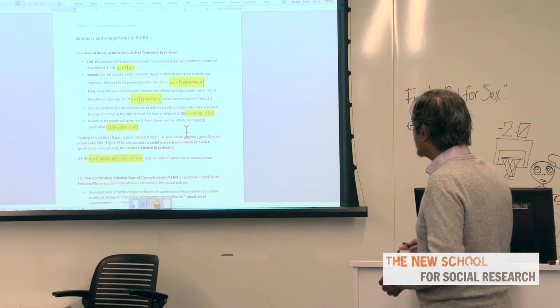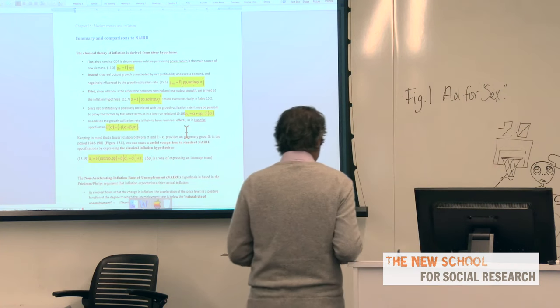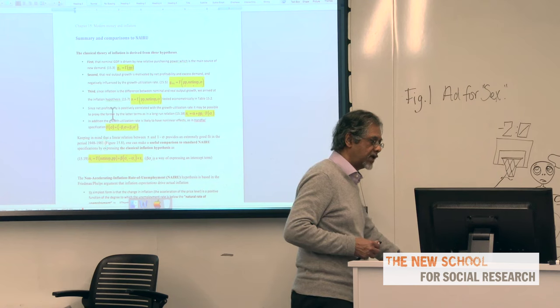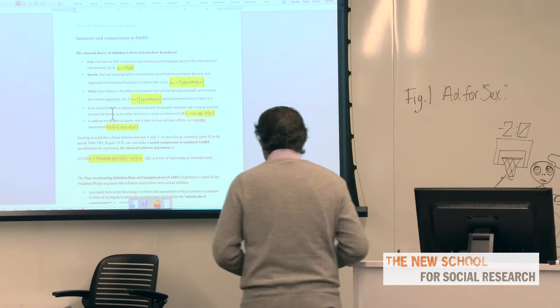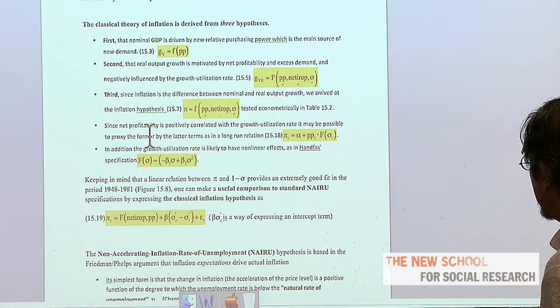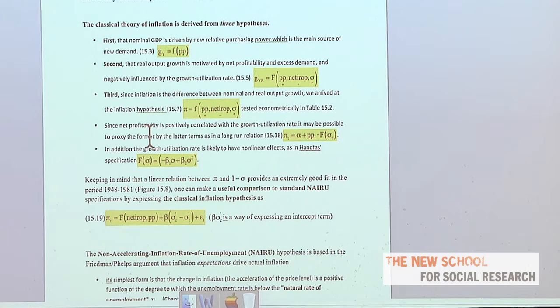Now, one way to compare it to the NAIRU is to write these general relationships, which are at this stage unspecified, in the sense that their functional relationship is unspecified. There is a way to specify this relationship in a nonlinear form, but I want to compare here to the NAIRU. And since the NAIRU is typically written in the simplest way, in a linear form, I want to show you the simplest linear equivalent of this so we can compare the two on the same terms.